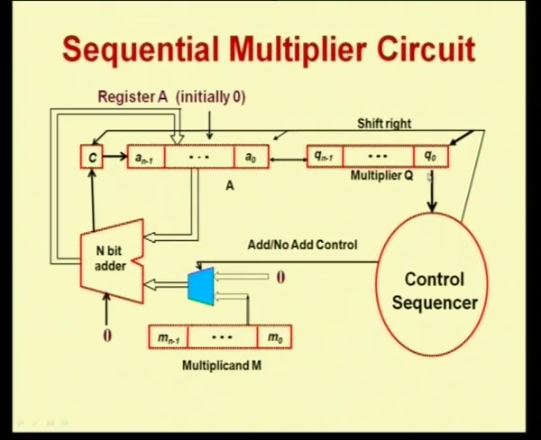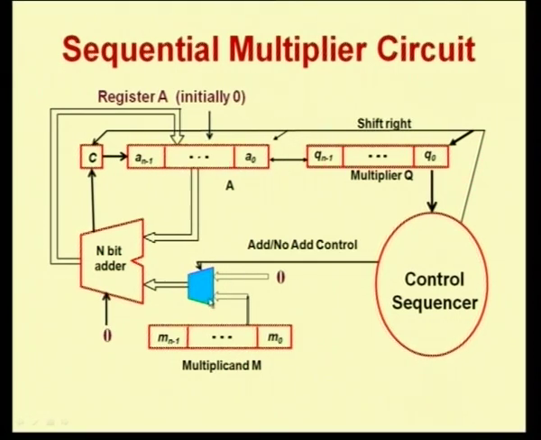If the multiplier bit is a 1, then we will be doing an addition. If the multiplier bit is a 0, remember only zeros are being added, which is as good as saying no addition is being done, or you can say I am adding zeros to it. What is being given here? So whether I give zeros or whether I give the multiplicand as the input, here I have a multiplexer which will choose between these two.